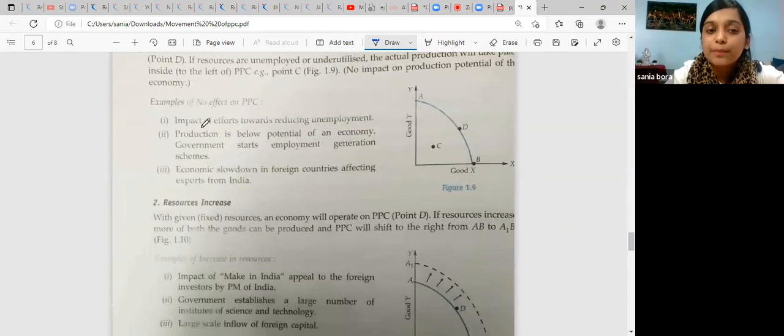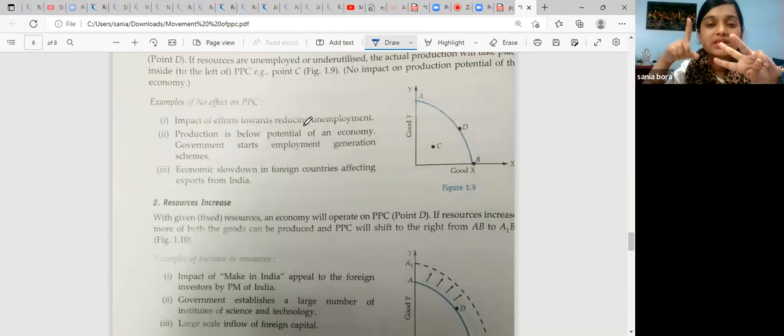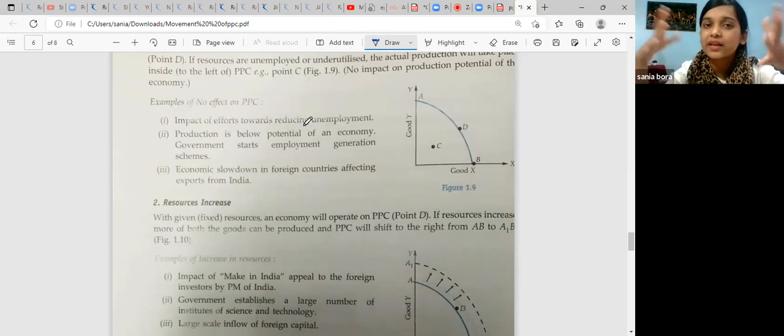So, impact of efforts toward reducing unemployment. In the question, you will get a table or a situation describing what is happening. You have to find out whether there is an increase in technology or resources. If yes, then rightward. If there is a decrease in technology and the like, then leftward. And if it is nothing like that, then no effect.